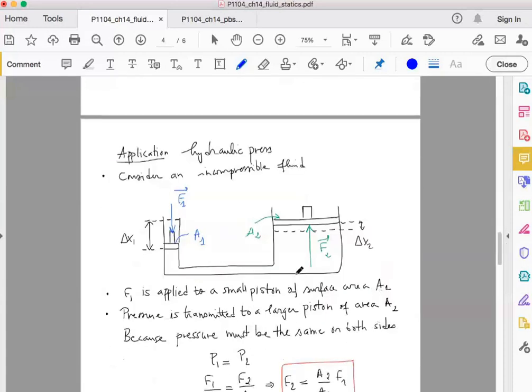So one of the very famous applications in this case is the hydraulic press. What is the hydraulic press? I will give you an example before we start.